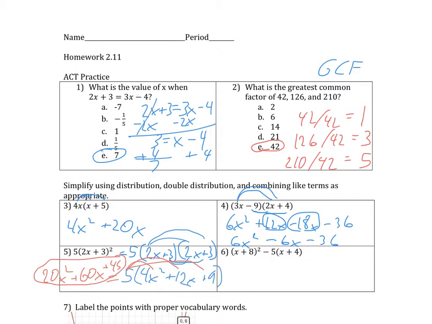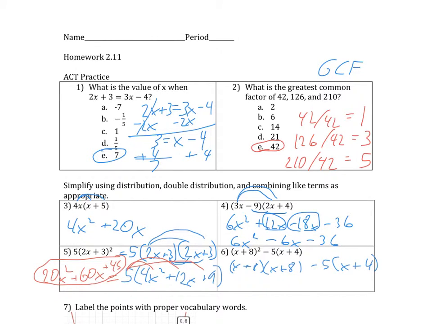Number 6, sort of a blown up version of number 5. So sort of rewriting this, first of all, remember that front part is more complicated than you want it to be, because it really means x plus 8 times x plus 8. I also have this minus 5x plus 4 happening back here.